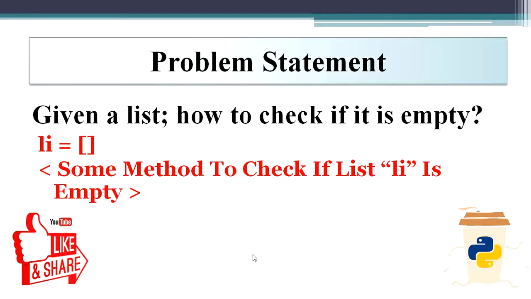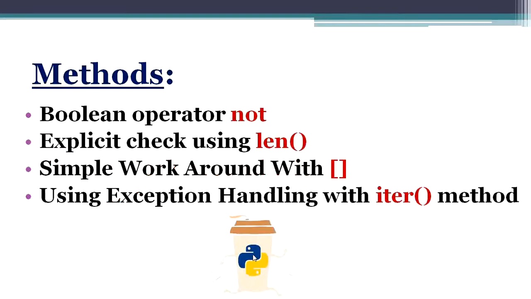So without further delay, let us jump into the solutions. We will be using 4 methods. The first method is a Boolean operator, that is not. We will be using the not Boolean operator to reach our solution. Then in the next method, we will use an explicit check using the len method. Then we will use a simple workaround with an empty list, that is open and closed square bracket notation. And lastly, we will be using exception handling with the iter method.